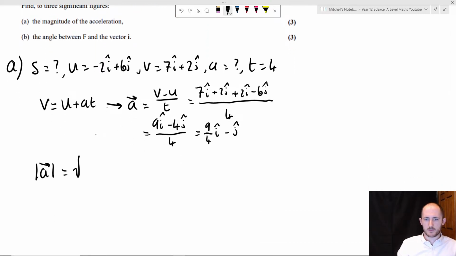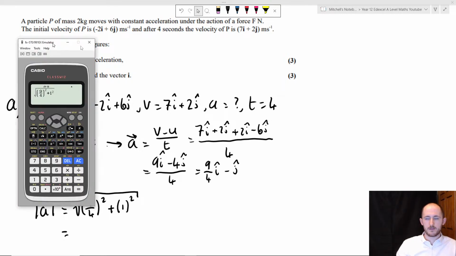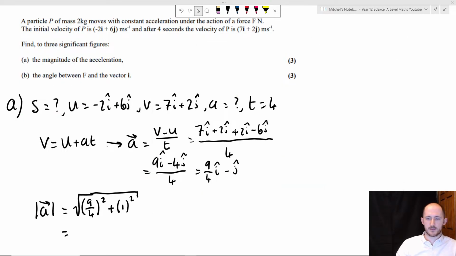So we're going to have square root of (9 over 4) squared minus 1 squared. Yeah, it said constant acceleration, but it didn't say that it's moving under free fall. It's just saying that it's some constant acceleration, which doesn't have to be 9.8. Okay. We have 2.46 to 3 significant figures.